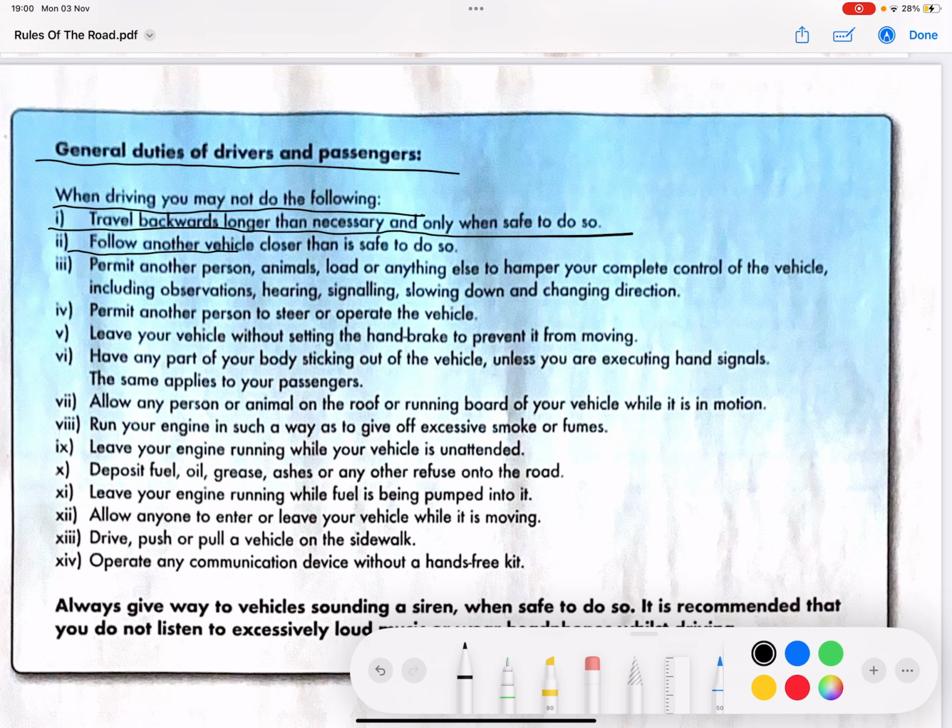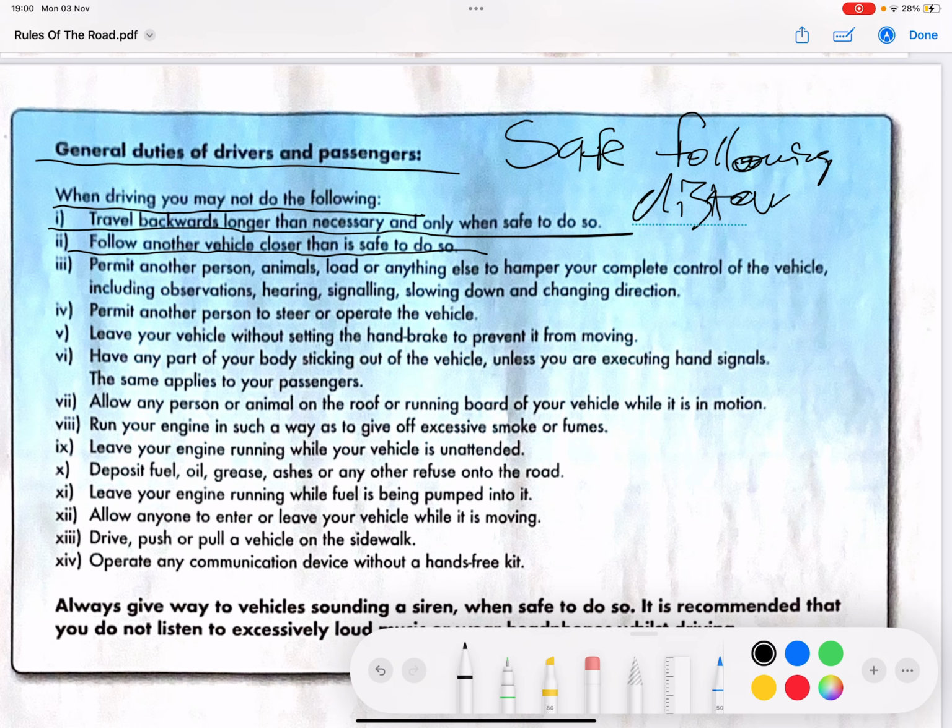You may not follow another vehicle closer than it is safe to do so. This is what I was saying earlier on, that you do not follow another vehicle too closely. You must always keep a safe following distance. Okay. You may not permit another person, animal, load, or anything else to hamper your complete control of the vehicle, including observations, hearing, signaling, slowing down, and changing direction.